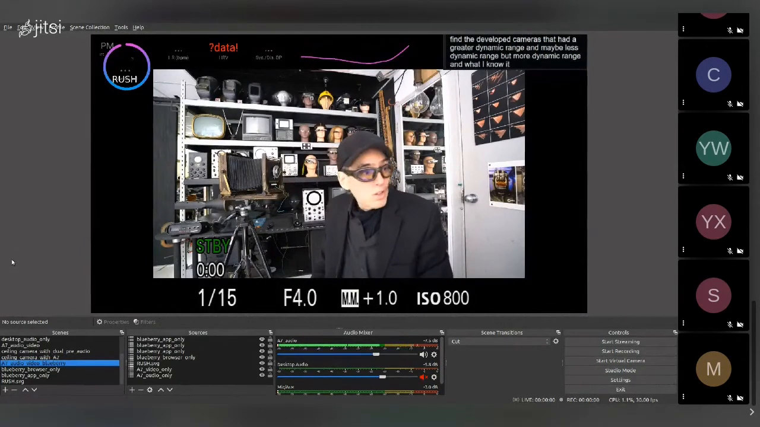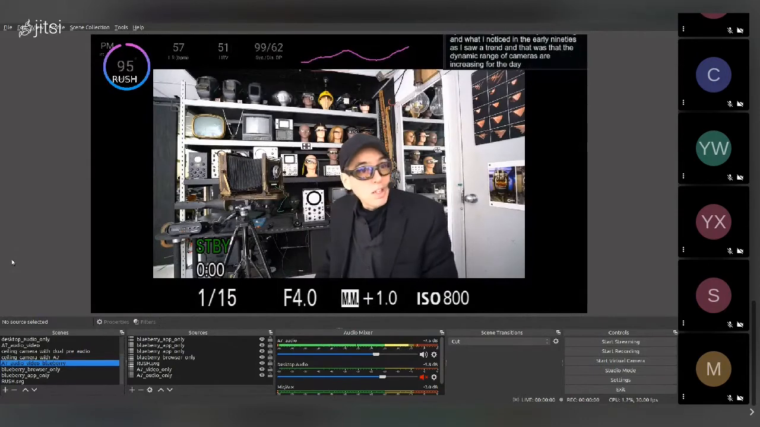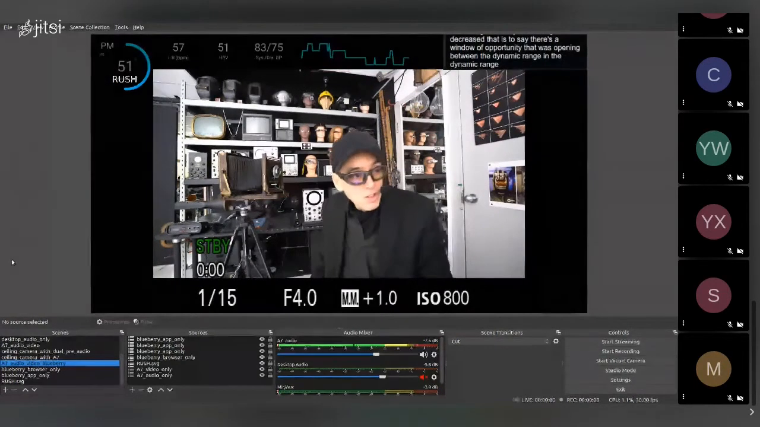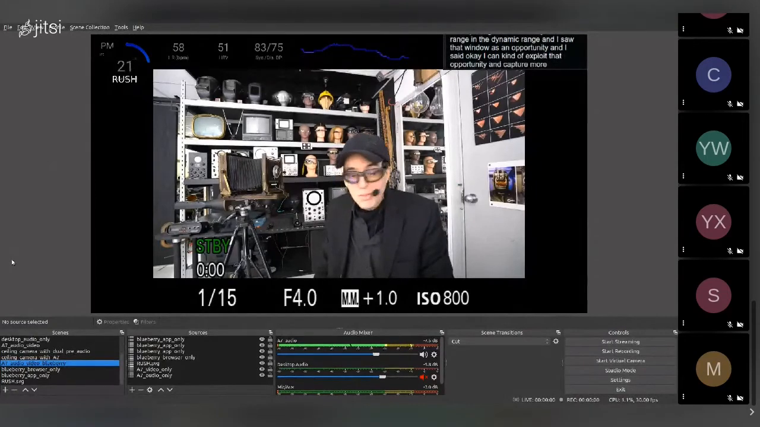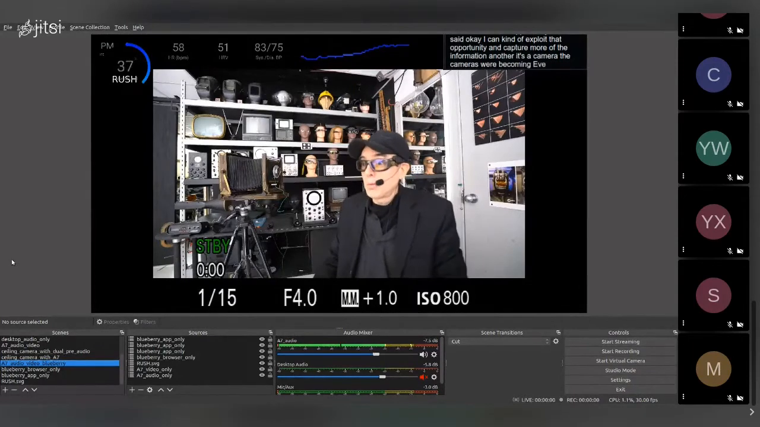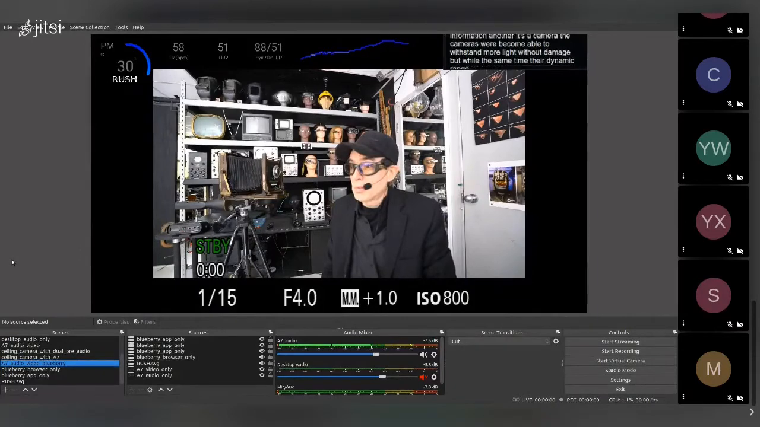And what I noticed in the early 90s is I saw a trend, and that was that the sensitivity range of cameras was increasing, but the dynamic range was decreasing. That is to say, there's a window of opportunity that was opening. And I saw that window as an opportunity, and I said, okay, I can exploit that opportunity and capture more of the information. In other words, the cameras were becoming able to withstand more light without damage, but at the same time their dynamic range was reducing.